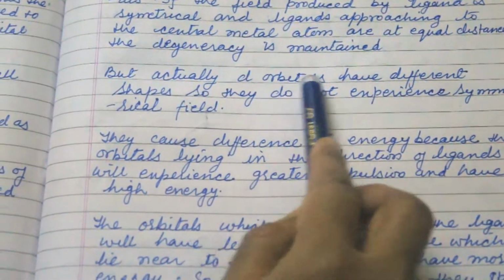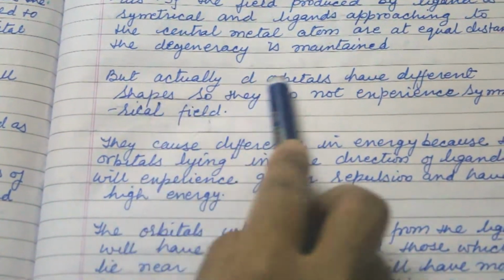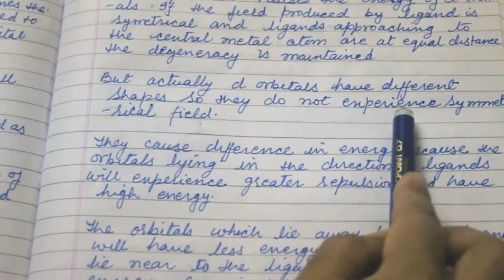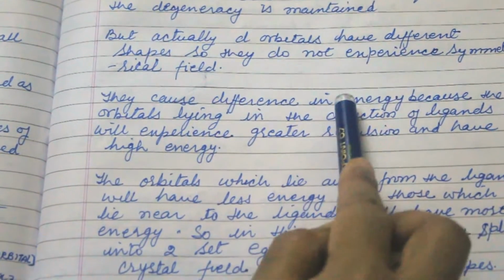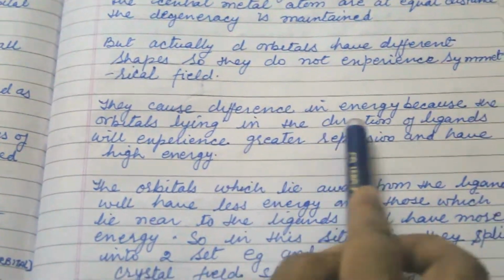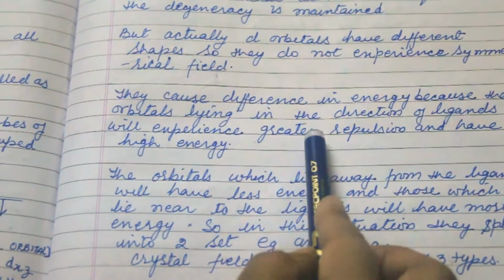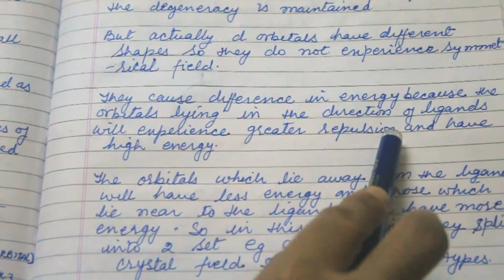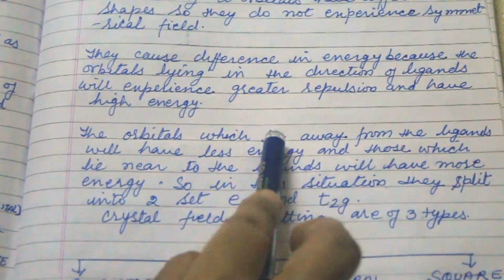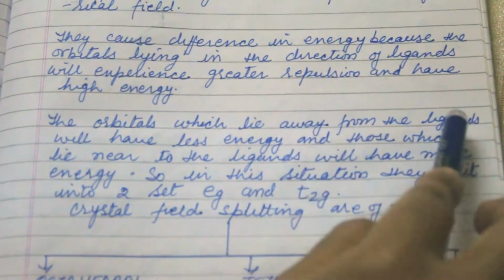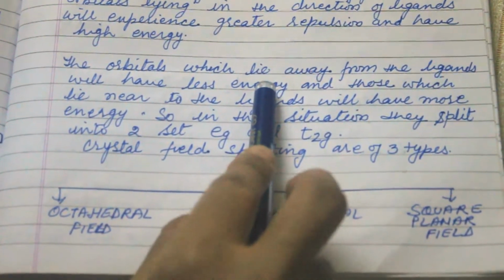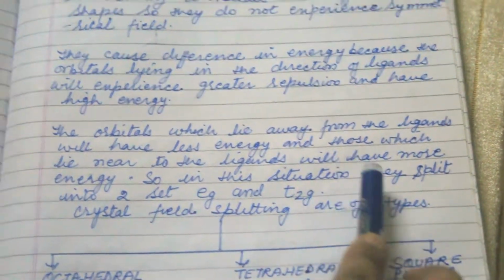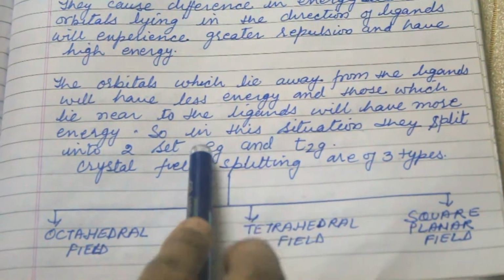But actually the d orbitals have different shapes. The lobes are different in all the 5 d orbitals, so they do not experience a symmetrical field. They differ in energy because the orbitals lying in the direction of the ligands experience greater repulsion and have high energy. The orbitals which lie away from the ligands will have less energy, and those near the ligands will have more energy. So in this situation they split into two sets, Eg and T2g.